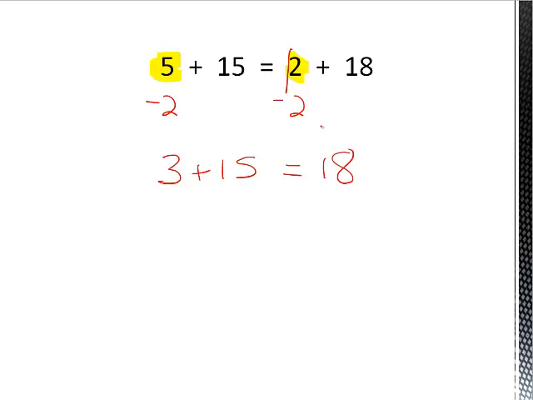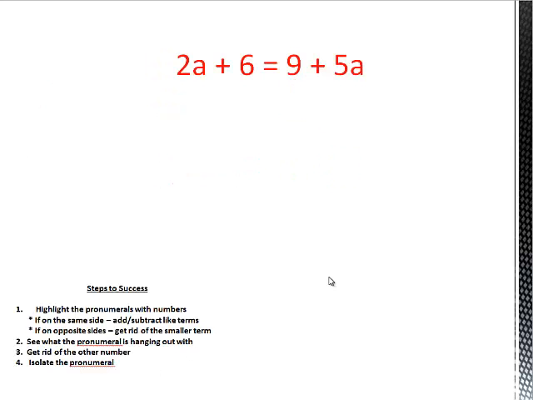In the same way, we can solve the equation 2a plus 6 is equal to 9 plus 5a by subtracting 2a from both sides. We start off in the same way. We highlight the pronumerals with the numbers and the signs. We look to see which is the smaller of the two, in this case 2a. So we subtract 2a from both sides of the equation. I put it right underneath the like term. 2a minus 2a would be 0, so they cancel out. Then we have a positive 6 is equal to 9 plus 3a.